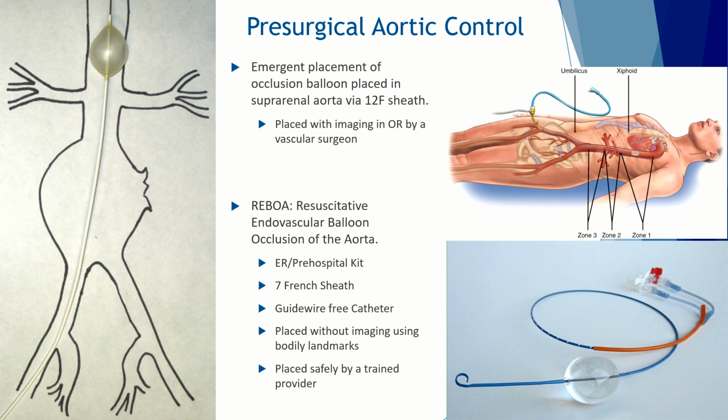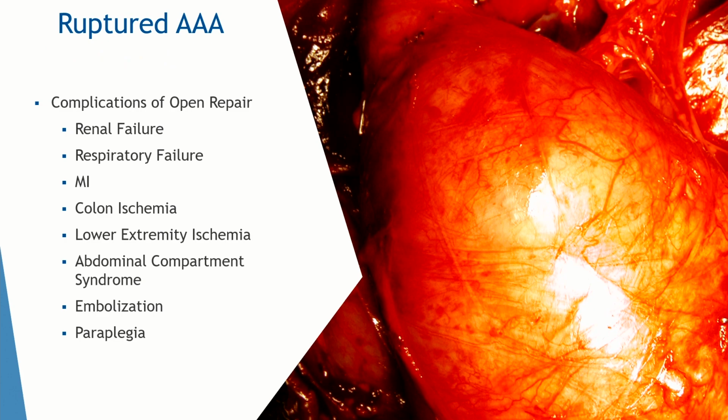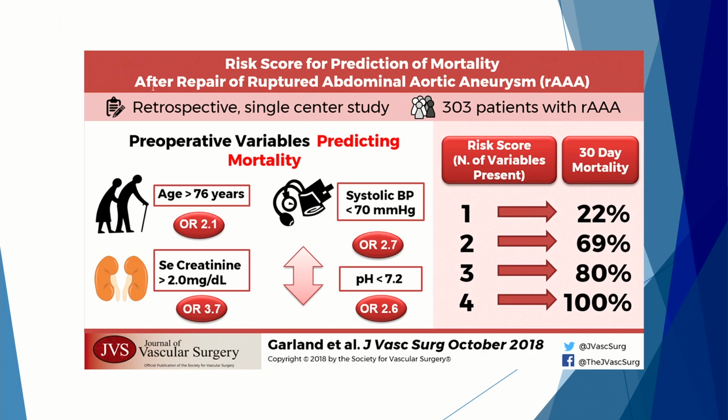The data on this has shown that it has significantly increased survival time in and around aortic ruptures. Aortic ruptures openly are repaired with a Dacron tube graft. There are significant complications of open repair, which we talked about: renal failure, respiratory failure, MI, colon ischemia, lower extremity ischemia, abdominal compartment syndrome, embolization, and paraplegia. If you look at preoperative variables that can predict mortality, if your age is greater than 76, systolic blood pressure less than 70, creatinine value greater than 2, and a pH less than 7.2, and you have all of those, your chance of survival is very minimal.